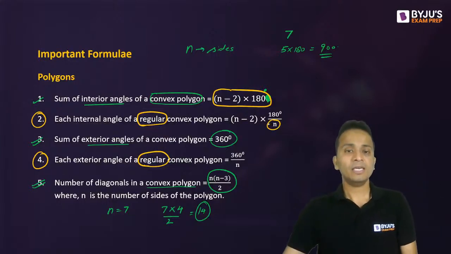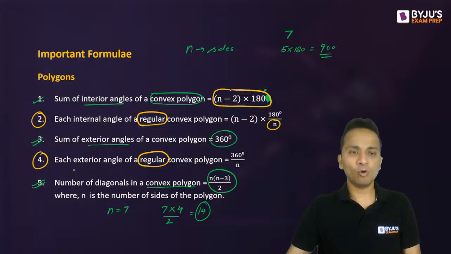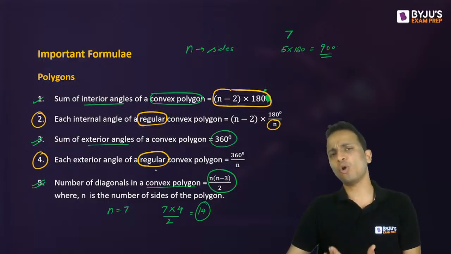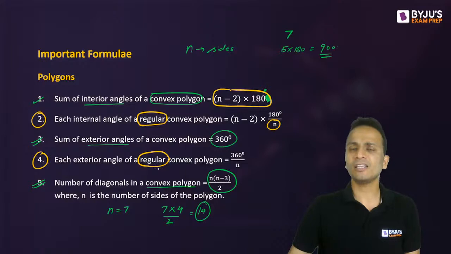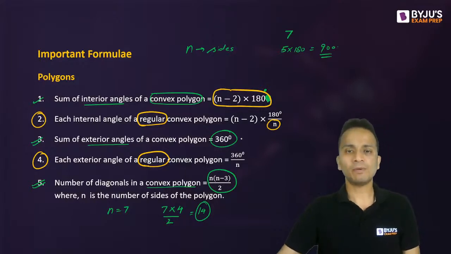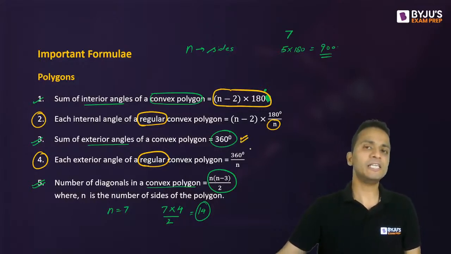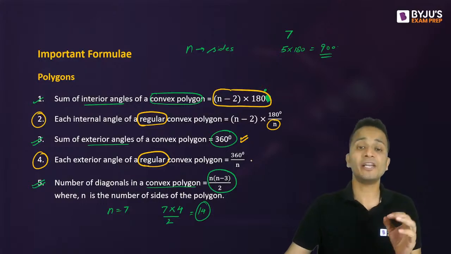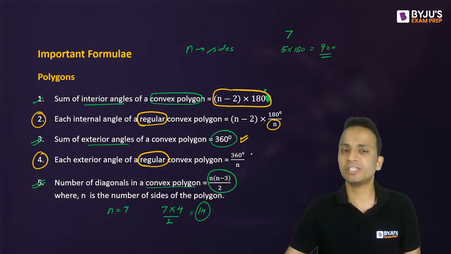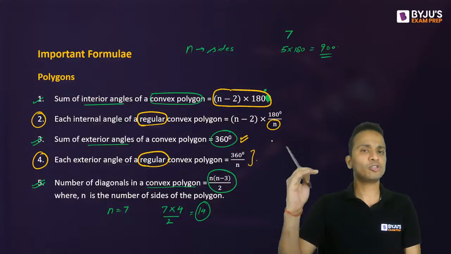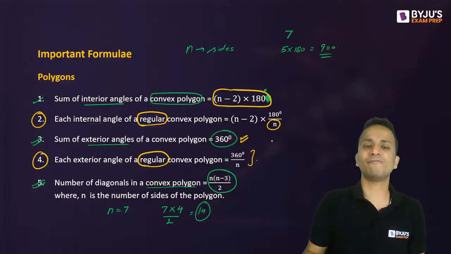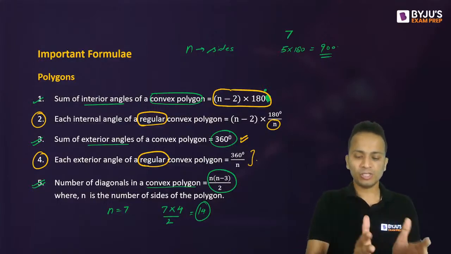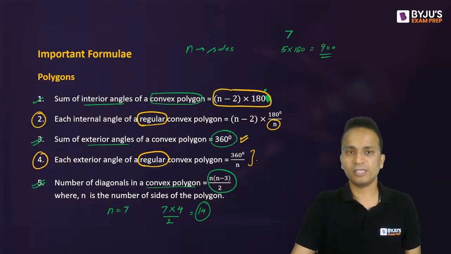Next, formula number 4, each exterior angle. Obviously all the exterior angles will also be equal. The sum of all exterior angles is 360 degrees, so each exterior angle in a regular polygon will be 360 divided by n. So the third formula divided by n is the fourth formula. All right, so these are the formulas for the polygons.